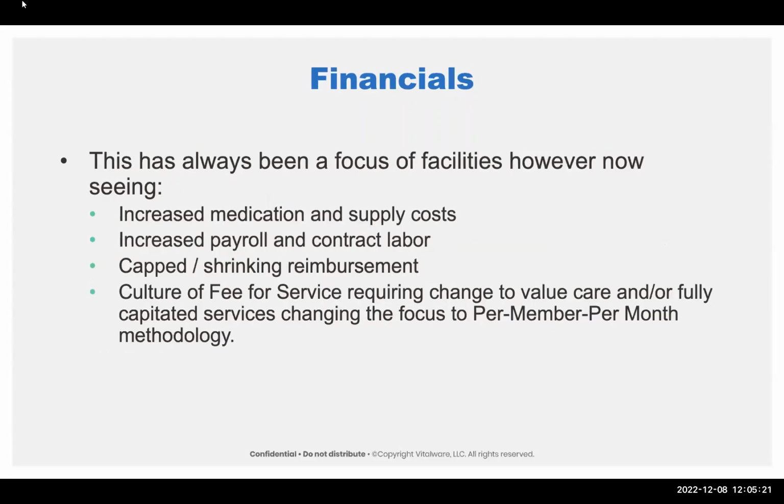So as we look at that, comes along the focus on financials, which was the category 2 of those concerns. And that is their increased medication and supply costs. We have seen supply chain issues throughout the pandemic with masks, with surgical attire, with medications, and now we're seeing it with food groups and things like that. So supply chain is an issue. Increased payroll for contract labor.